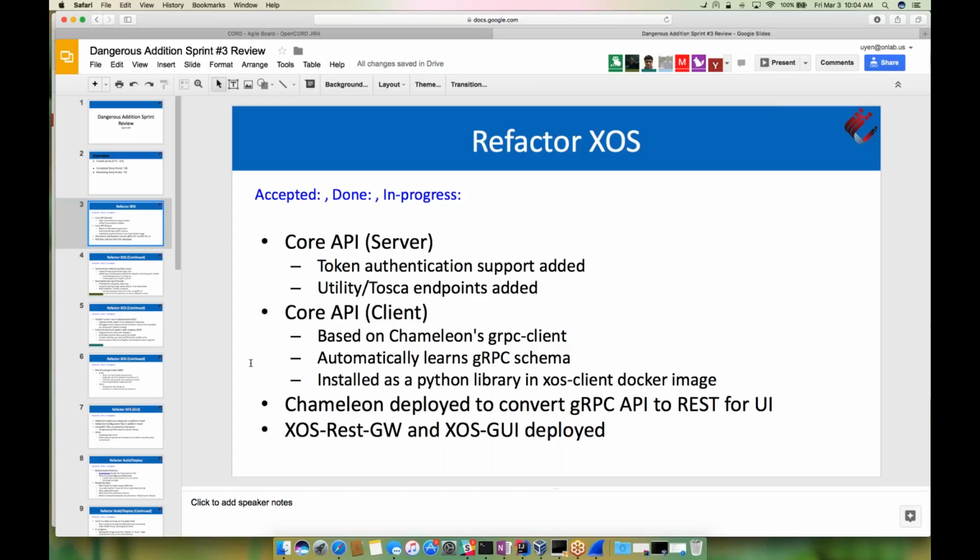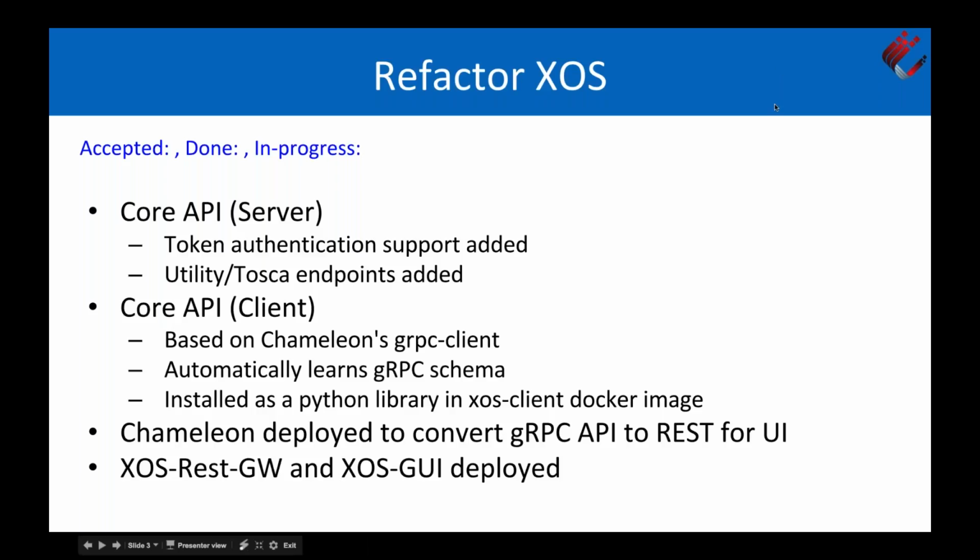So I continued to work on the core API. Some of these were server-side tasks, some were client-side tasks. For the server, we got the token authentication completed. Then we've also added a Tosca endpoint so that we can run our Tosca recipes using gRPC instead of the old REST API.